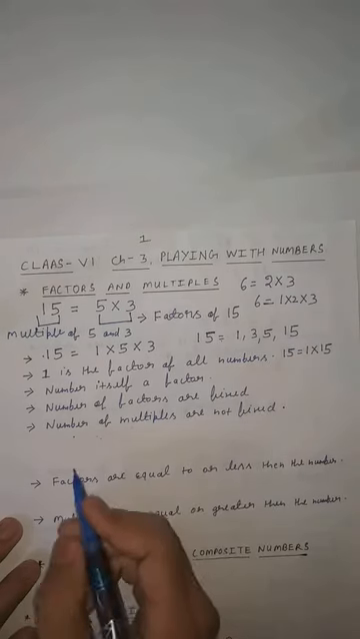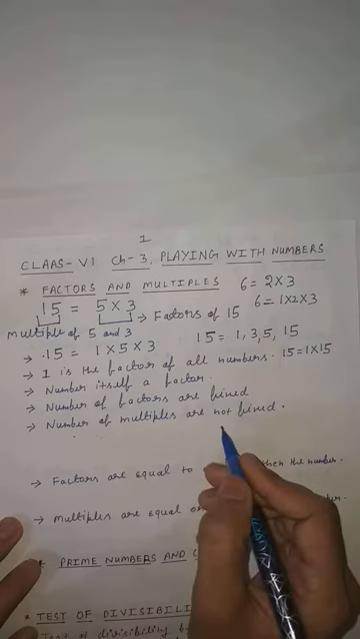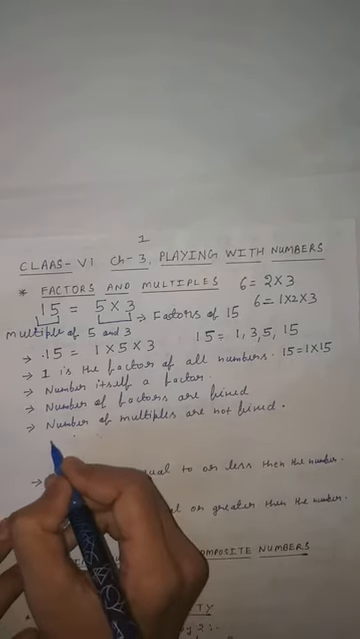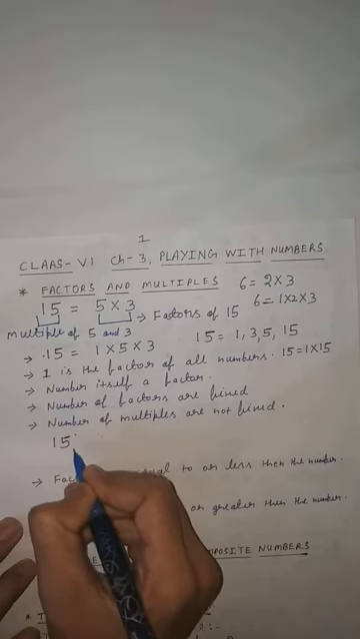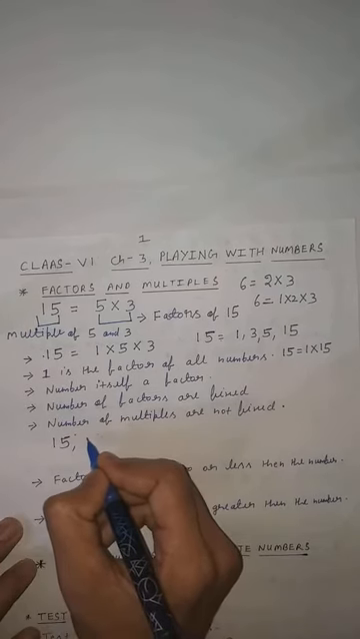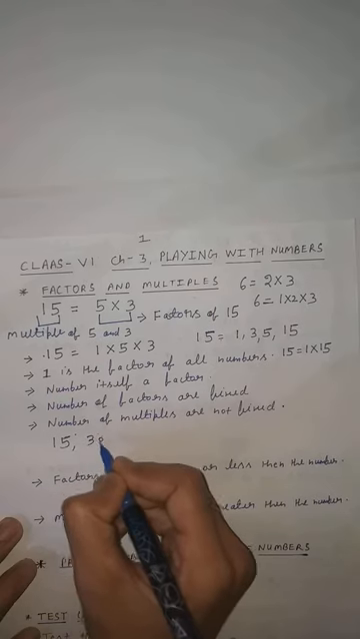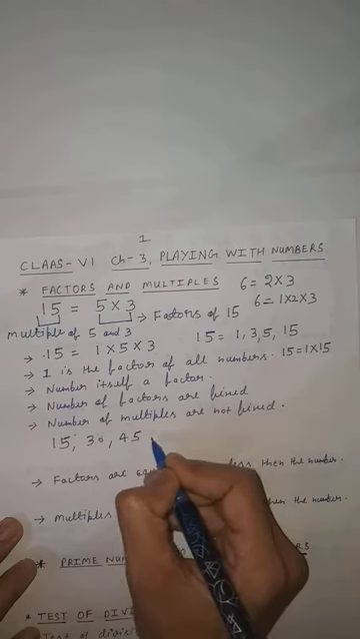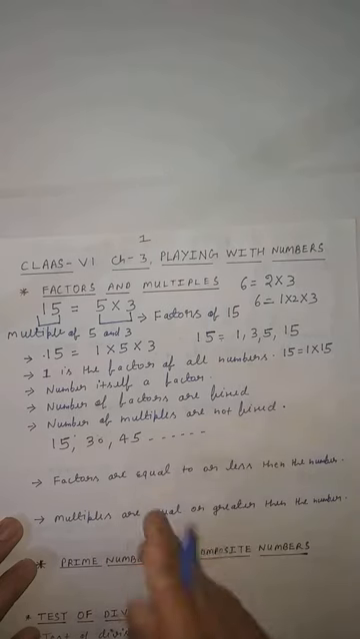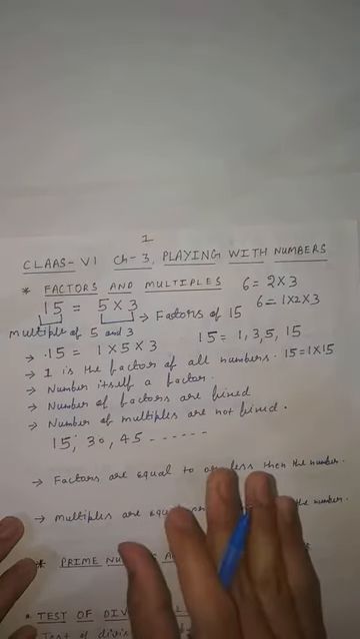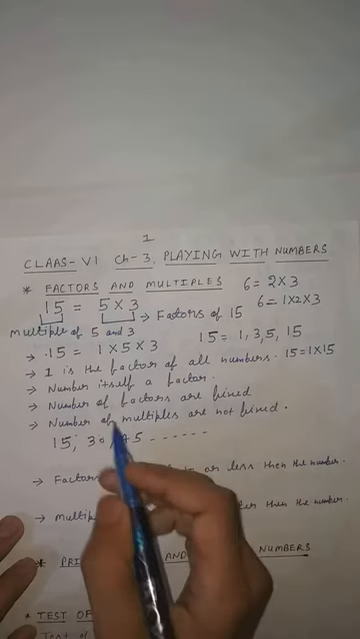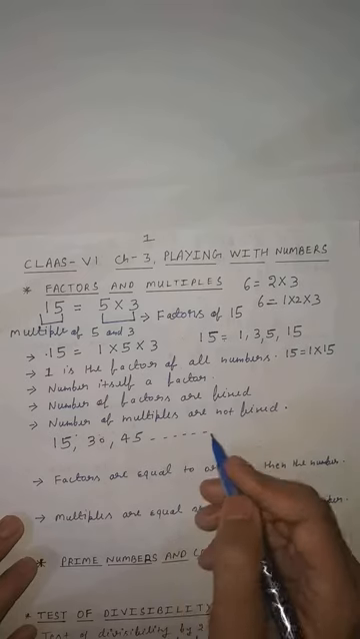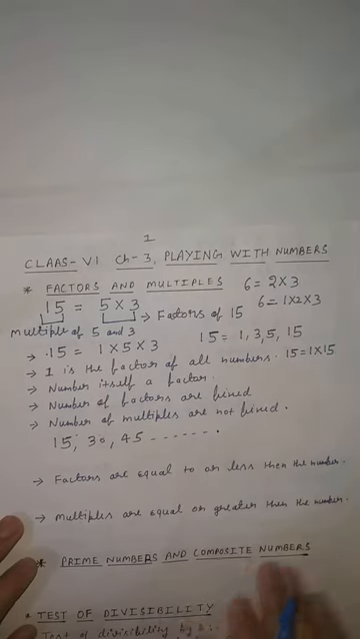But if we talk about the number of multiples, the number of multiples is not fixed. Multiple means what? The first multiple of 15 is 15, the second multiple of 15 is 30, the third multiple is 45, and so on. You can multiply 15 by many numbers. It depends on you. So the number of factors is fixed and the number of multiples is not fixed. This is applicable for every number.